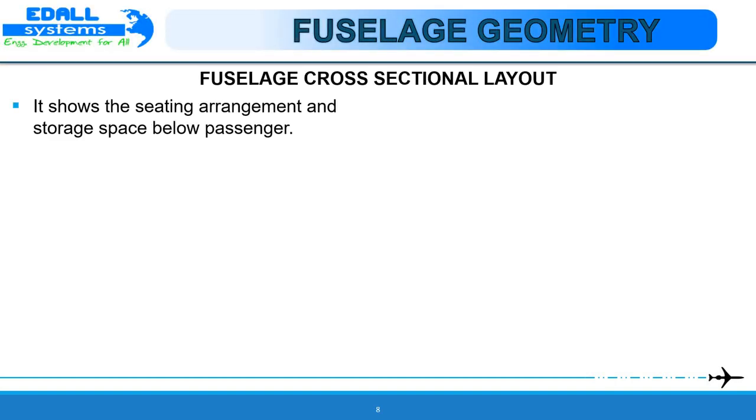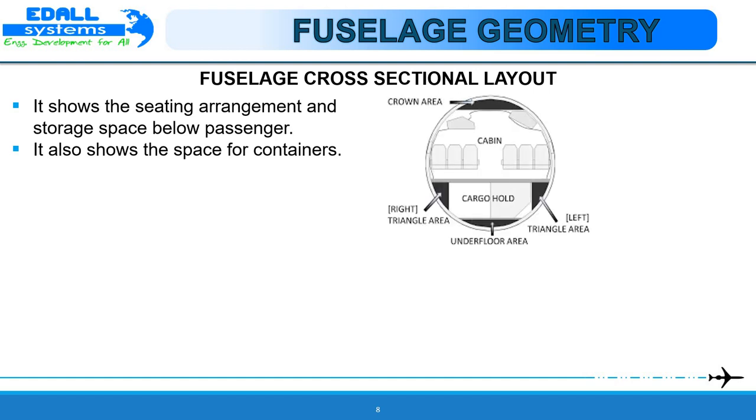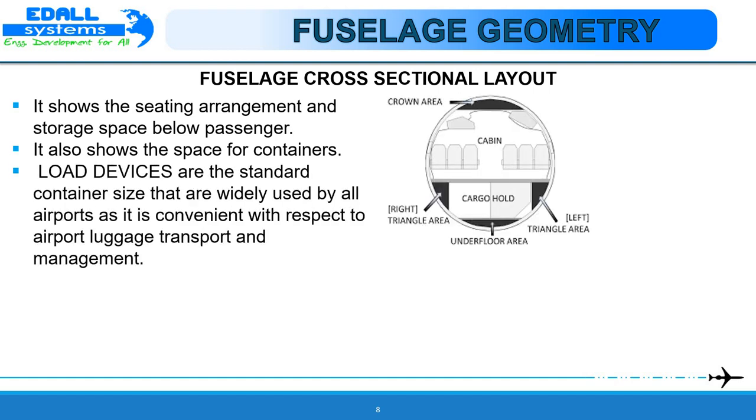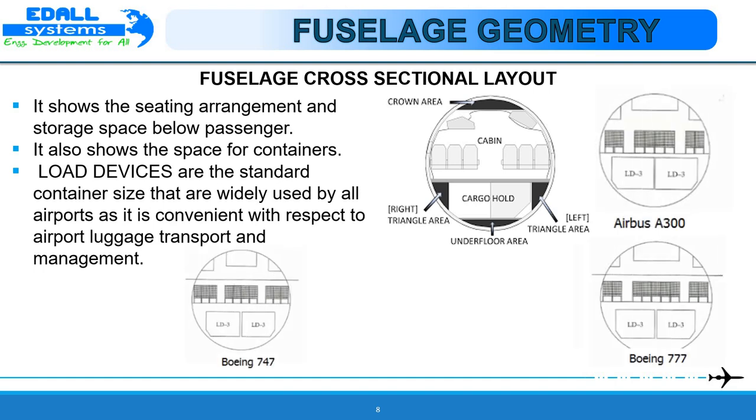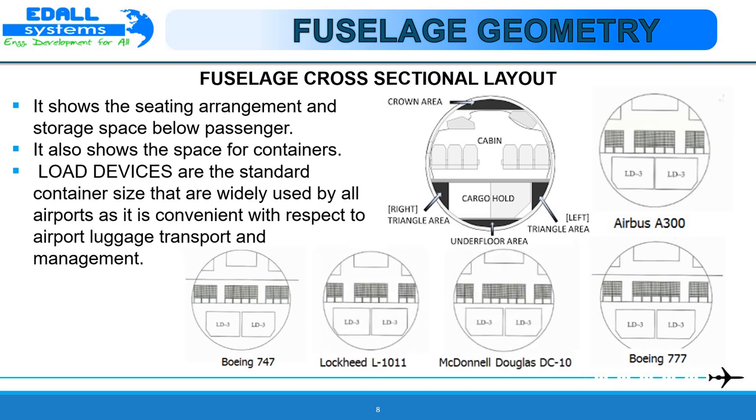Fuselage cross-sectional layout. It shows the seating arrangement and the storage space below the passengers. It also shows the space for containers. Companies tend to build their aircraft in such a way that the seating layouts are always a choice to the customer. This again shows how crucial it is to have a list of all requirements. These are some of the examples that are given.